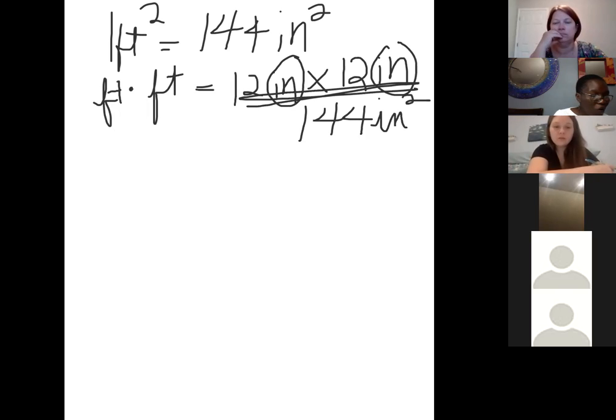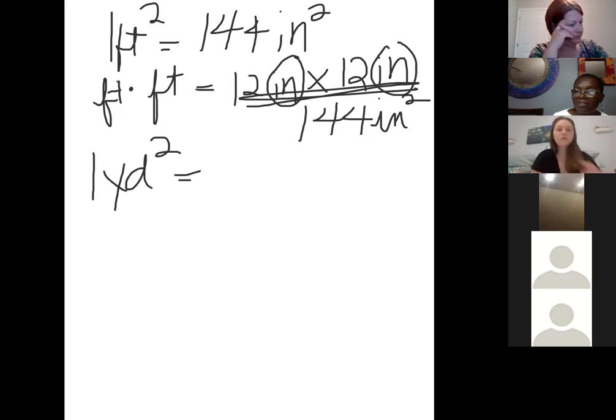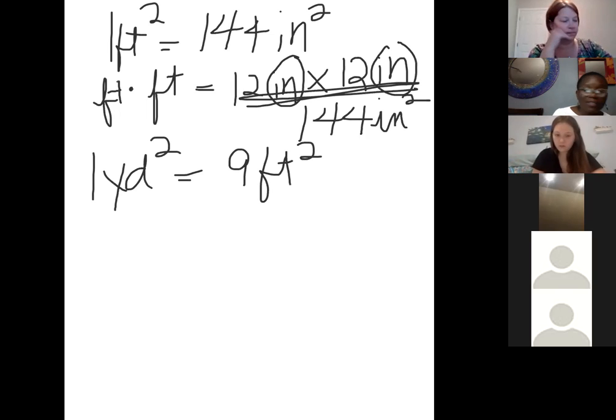Now next, 1 square yard, guys. Remember, 1 yard is 3 feet. So if we're going to square it, we're going to square that 3. So it's going to give us 9 square feet. Any questions about this part?